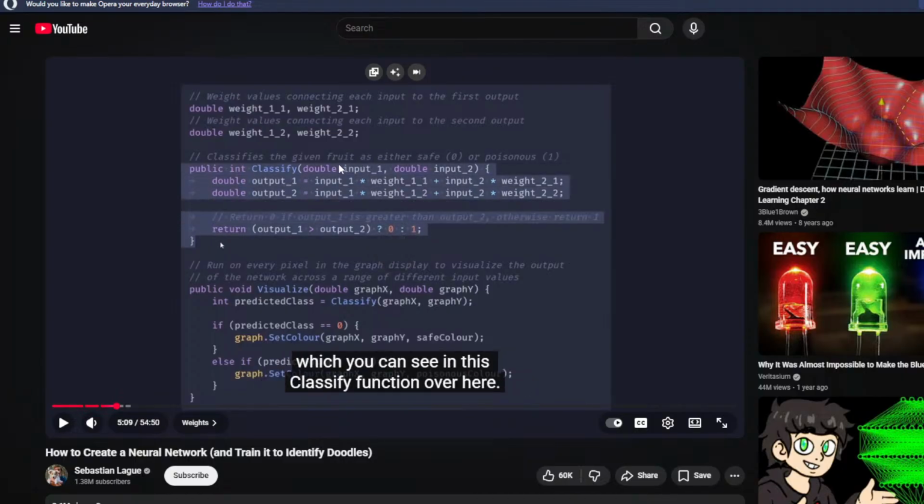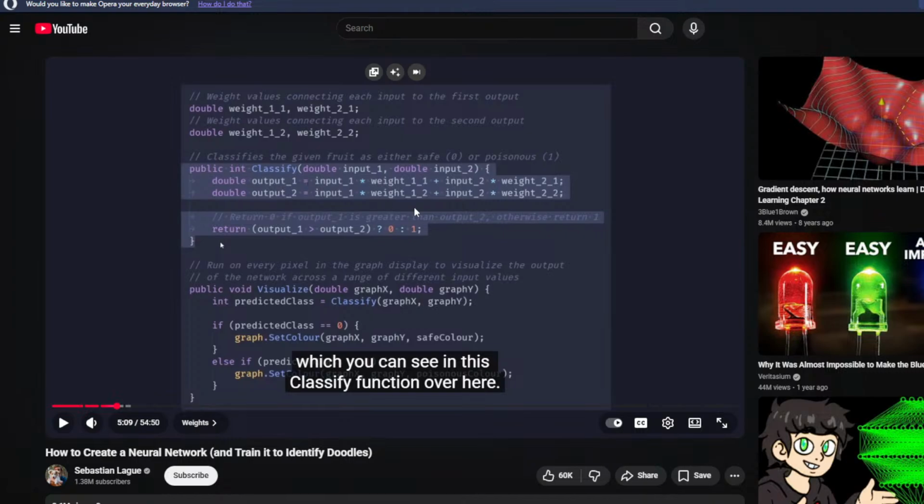So then you're running this function, which classifies the given fruit as either safe or poisonous. So you get the input one, get the input two, double output one equals input one times weight 1 1 plus input two times weight 2 1. And then you have output two, which is equal to input one, the first fruit, times the weight of the first fruit to the second connection, and then input two times the weight of the second fruit to the second connection. All right. Return zero if output one is greater than output two.